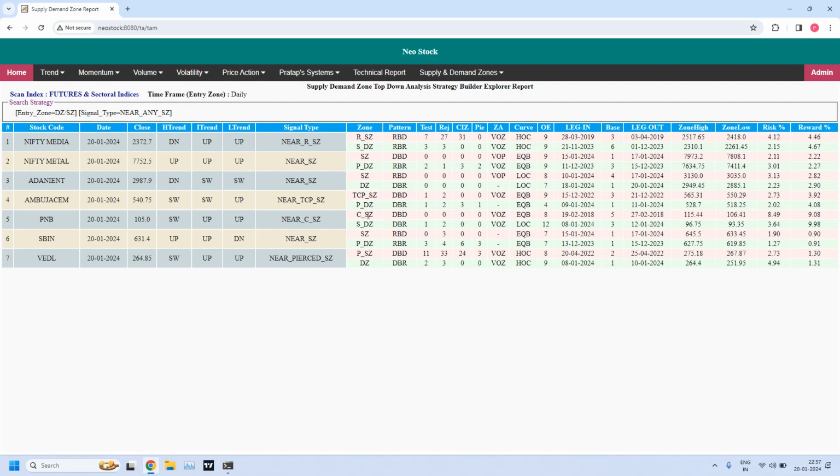Next one, PNB. PNB is a high liquidity zone, and it is a fresh zone. Check the quality of the zone. So we have 2 high liquidity zones. One is Ambuja Cement, another one is Punjab National Bank. These 2 are high liquidity daily supply zones.